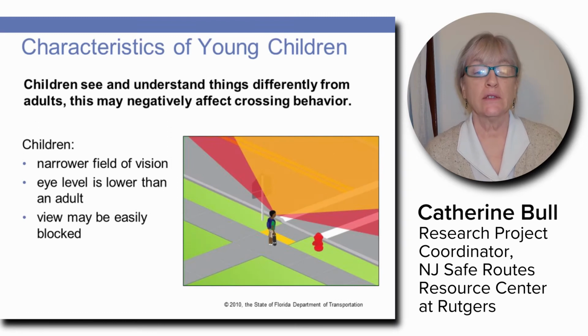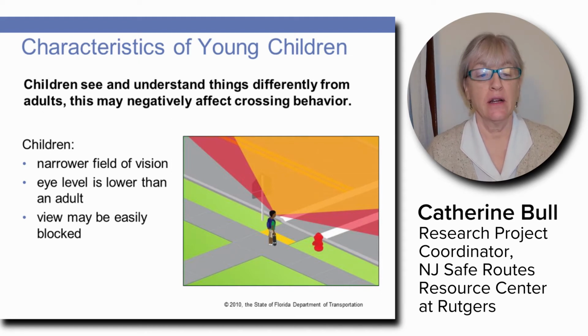Children see the world differently than adults do. They have a narrower field of vision, 2/3 that of an adult, so they don't have the same peripheral vision that we have, and they are not taking in as much information about their environment. In this picture, they're seeing the orange area, but are not taking in information from the wider red area. In addition, their eye level is lower than that of an adult, and their view may be more easily blocked by objects in the area, such as telephone poles, signs, and larger vehicles.